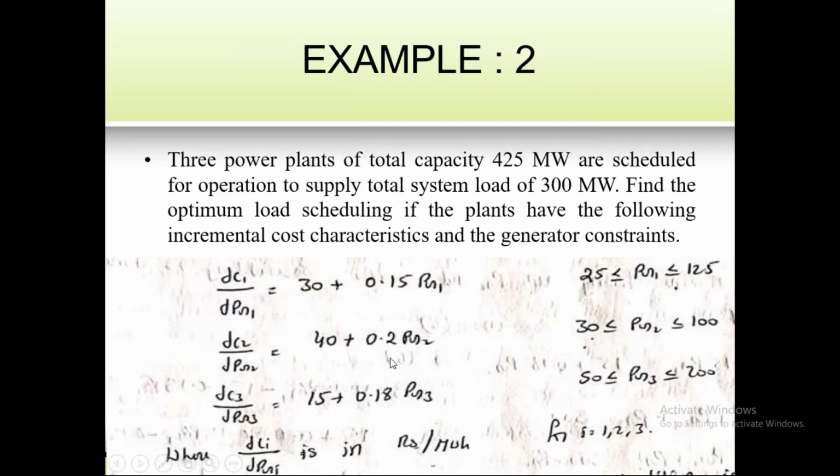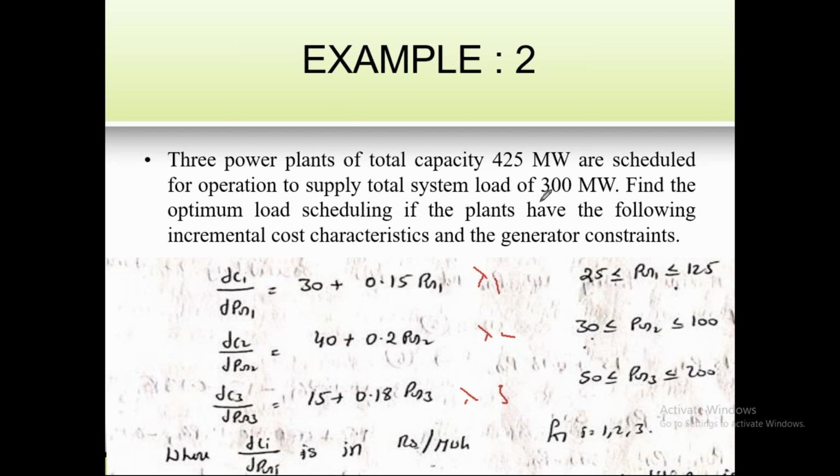So this is a question we have to solve. Let's consider it is lambda 1, lambda 2, lambda 3. For economical scheduling, we have to equate lambda 1 equals lambda 2 equals lambda 3. After that, you will get the equation 30 plus 0.15 Pg1 equals 40 plus 0.2 Pg2 equals 15 plus 0.18 Pg3. Let's consider this equation 1.